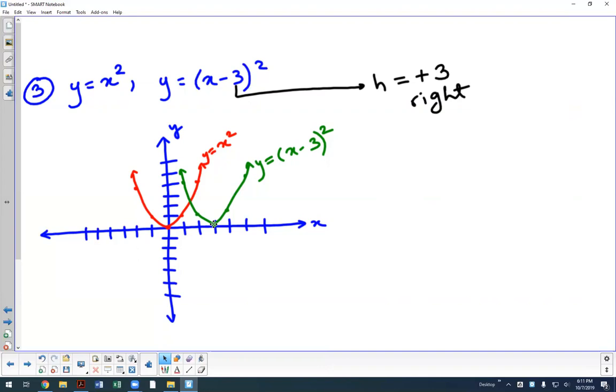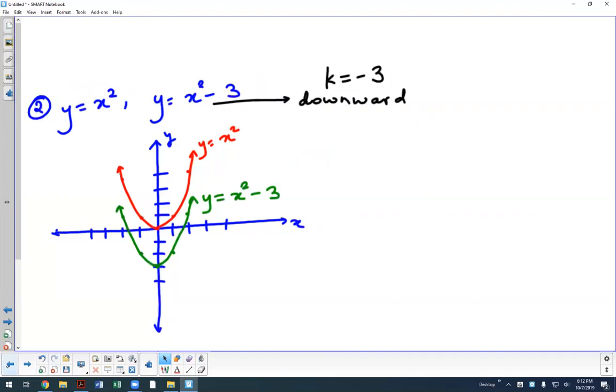So again, if you use the origin, the point 0, 0, you will notice that that point has now moved 3 units to the right. You can try it with this point over here, which was negative 1, positive 1, and you can see this point has moved 1, 2, 3 units to the right. So obviously all the points on the base graph are now moving 3 units to the right.